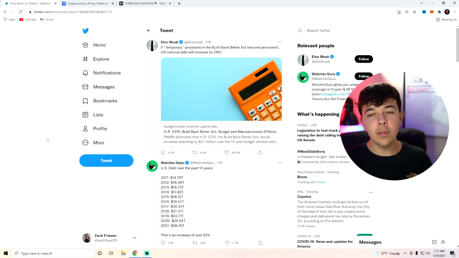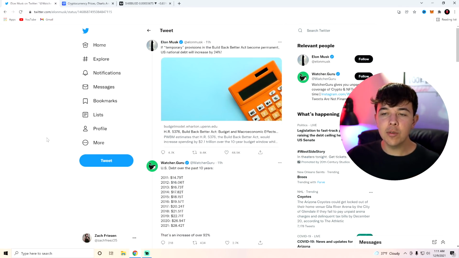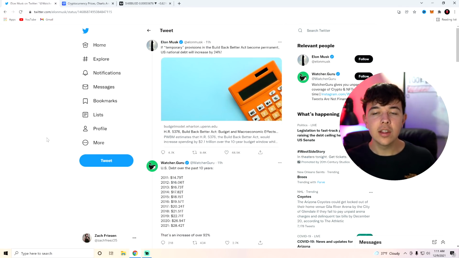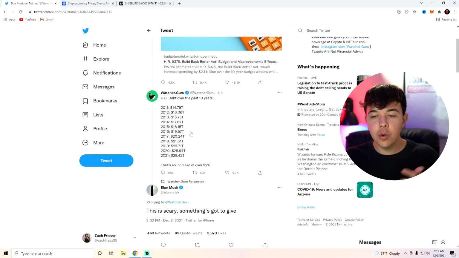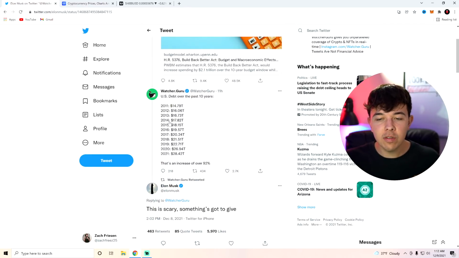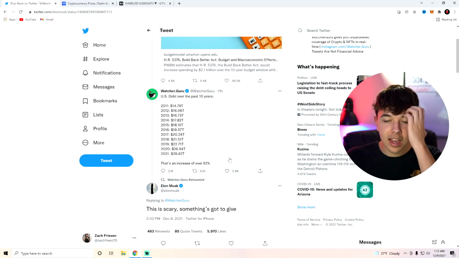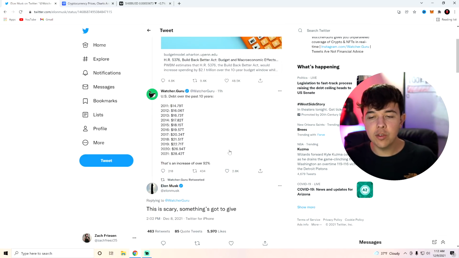Another thing I want to bring up is Elon Musk's tweet from today. It is going to be from 11 hours ago. He said, if "temporary" provisions in the Build Back Better Act become permanent, U.S. national debt will increase by 24%. Watcher Guru then tweeted, from 2011 to 2021, the U.S. debt over the past 10 years has gone from $14 trillion all the way to $28 trillion. That's an increase of over 92%, much outpacing inflation to this date. So basically, every year we have pretty much been spending way more money than we do have.